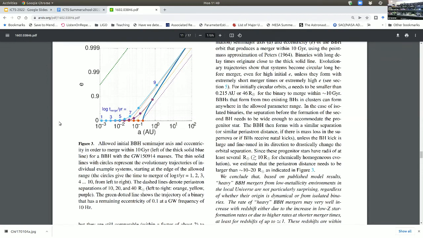Hi, I have one very small doubt. So when we talk about different eccentricity, do we mean that there's a one-to-one correspondence to the formation channel?